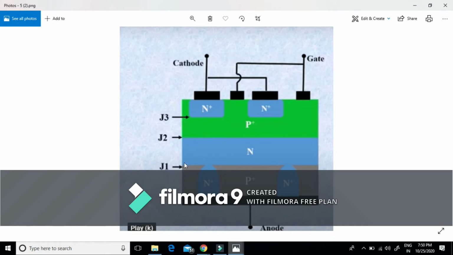Here, the P+ and N layer forms the junction J1. This N and P+ forms the junction J2, and this P and N+ forms the junction J3. Here, this N+ layer at the cathode is highly doped to obtain high emitter efficiency, or we can say this results in the lowering of breakdown voltage of the junction J3, which is typically in the range of 20 to 40 volts.